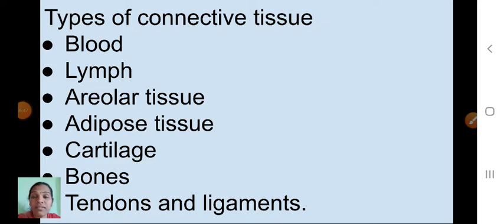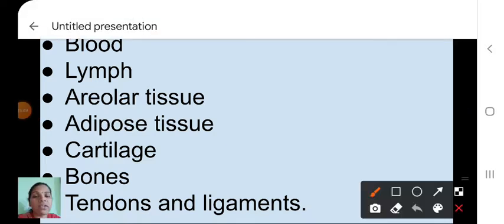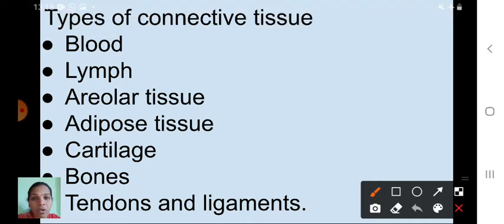Children, see here, in this slide I have given the types of connective tissue. In your textbook one box is there, okay. So these are the types of connective tissue: blood, lymph, areolar tissue, adipose tissue, cartilage, bones, tendons and ligaments. Okay, these are the types of connective tissue. Can you say once again? Blood, lymph, areolar tissue, adipose tissue, cartilage, bones, tendons and ligaments.